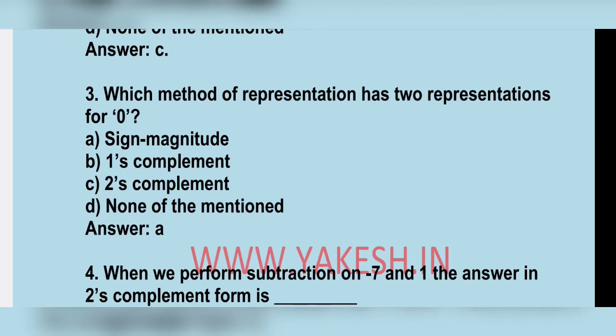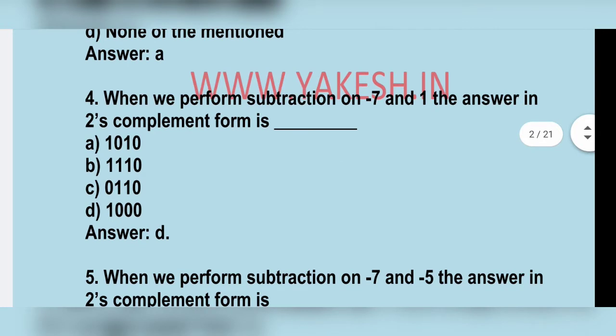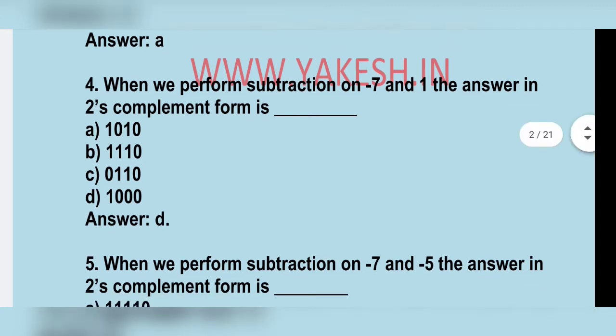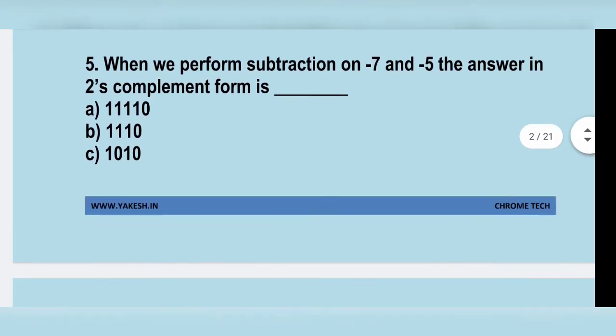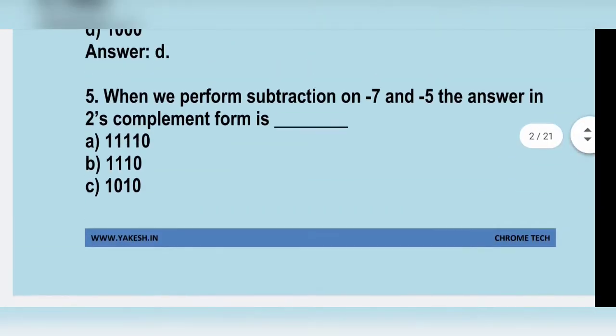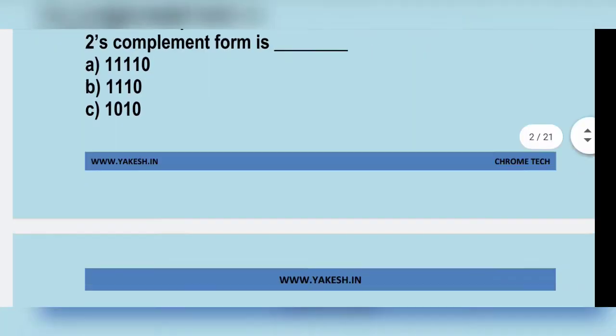Option A, sign magnitude. When we perform subtraction on -7 and 1, the answer in 2's complement form is option D. Option D is the correct answer. When we perform subtraction on -7 and -5, the answer in 2's complement form is option B. Option B is the correct answer.